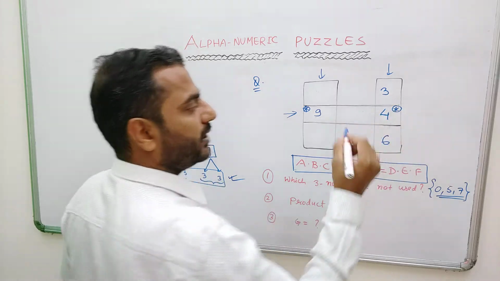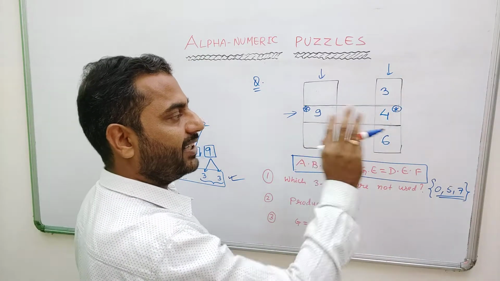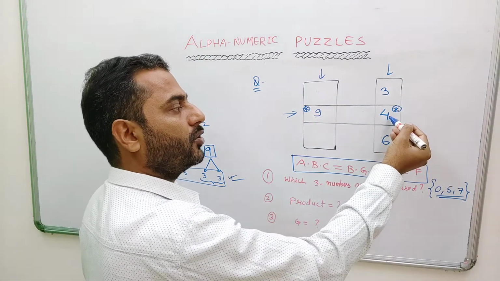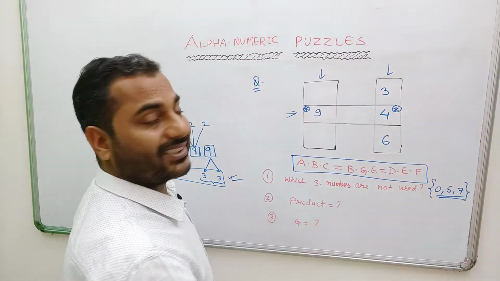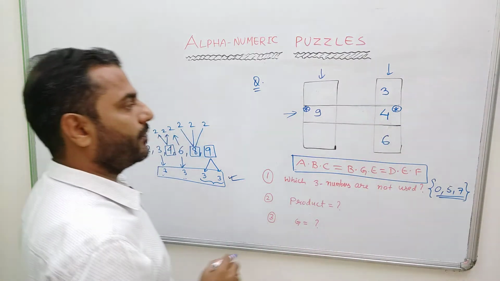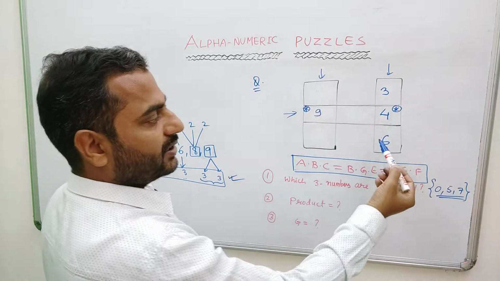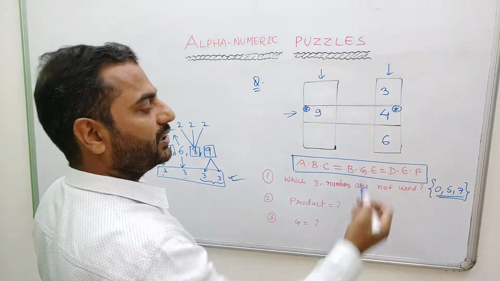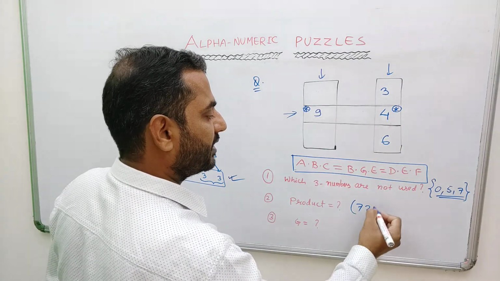So if I put a 4 here, what will happen? This column will have 3 times 2s. Look at this. 2 times in 4 and 1 time in 6. So total 3 times 2s. Now what is the product of this? 6 into 4, 24 into 3, 72. So I am getting the product as 72.